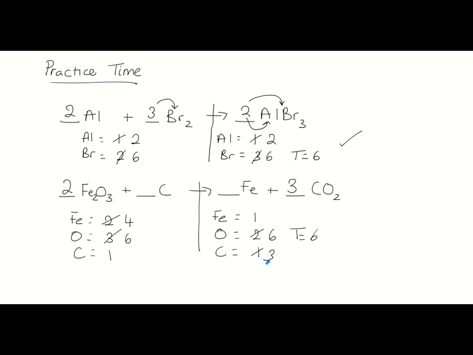So I've got my 3 here for the carbon, whereas I've got a 1 this side. So I need to turn that into a 3. I'm going to put a 3 here. 3 times the 1 gives me 3. So we're now balanced for both oxygen and carbon.